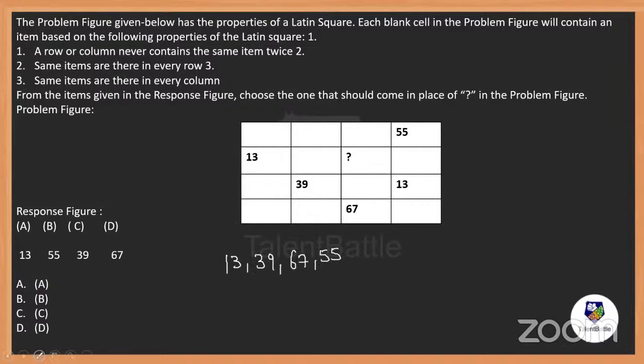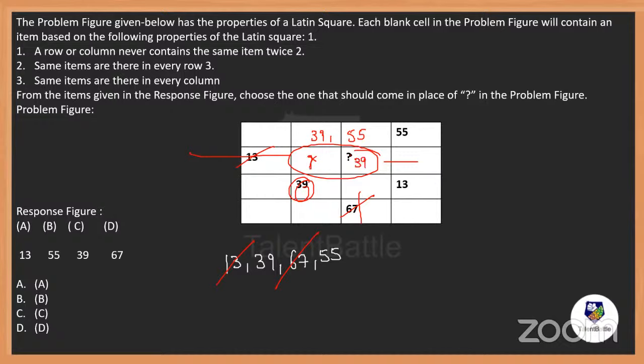So yes. So first, what can I say? 13 is not possible and 67 is not possible, right? So these two are not possible, definitely, 13 and 67, because they are appearing in the same row and in the same column. Now only two numbers are left over, which is 39 and 55. Do you think 39 can come here? Definitely no, 39 is here itself, so 39 cannot come here.